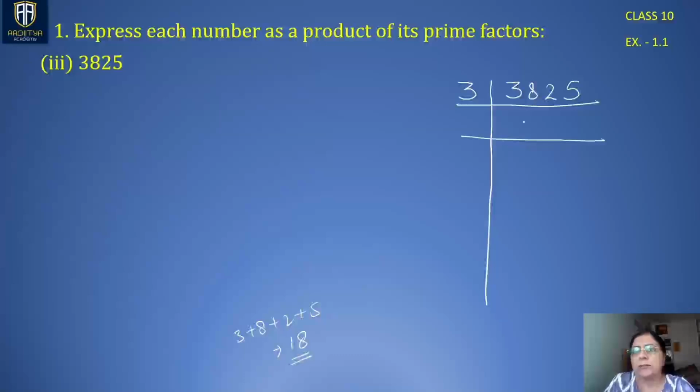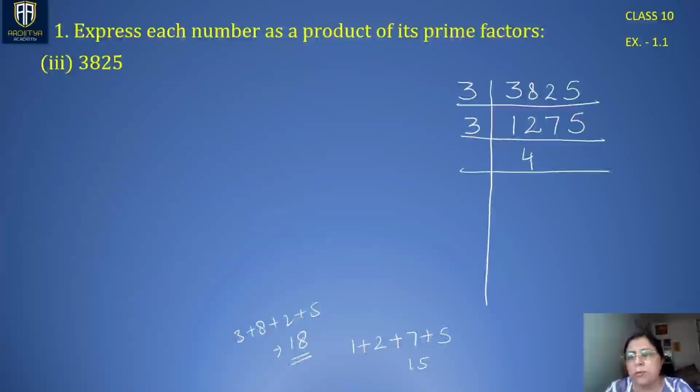this number by 3. 3 ones are 3. 3 twos are 6, 22, 3 sevens are 21, and 3 fives are 15. Right? Now again, we have got a bigger number. Check divisibility by 3. Add the digits. This is 3 plus 7, 10, 10 plus 5, 15. So this number is still divisible by 3. So take 3 and now start dividing. 3 fours are 12, 3 twos are 6, and 3 fives are 15.